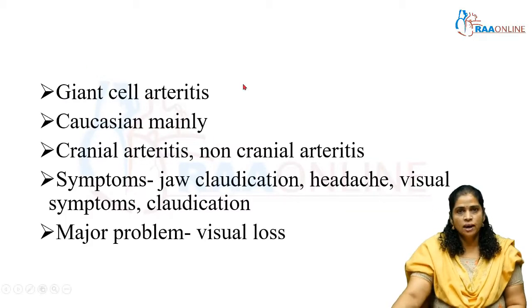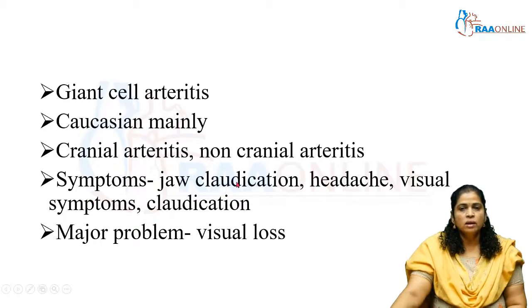Going on to giant cell arteritis, as I've mentioned before, it's mainly in Caucasians, and it can be cranial or non-cranial. It used to be called temporal arteritis because they thought it was only the temporal arteries that were involved, but now there is a non-cranial large vessel arteritis. So they call it cranial and non-cranial giant cell arteritis rather than temporal arteritis. But cranial arteritis is temporal arteritis, with symptoms which are jaw claudication.